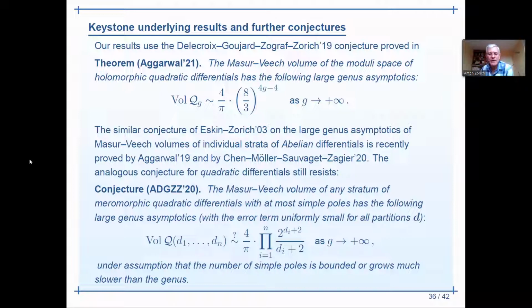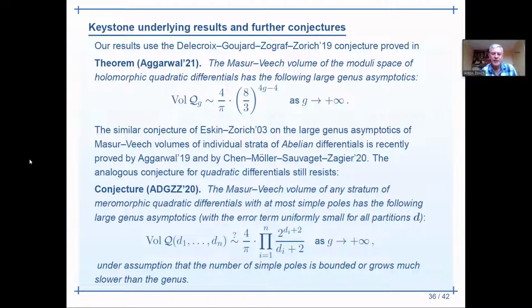The claim is that when g tends to infinity, I can write the volume on the left equals this thing times 1 plus epsilon, and epsilon will become a function of the partition. I claim that epsilon tends to 0 uniformly for all partitions when the genus tends to infinity.